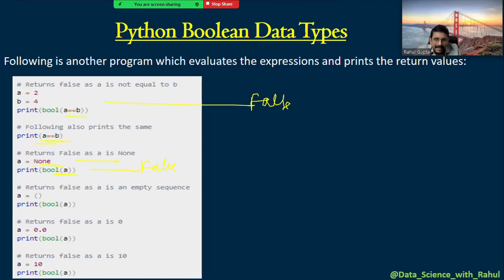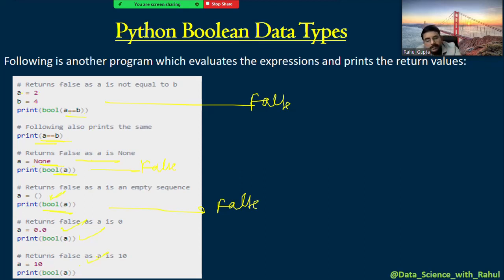A equal empty, so boolean A. Why? Because it's an empty sequence, so we should get a false. Nothing is there. True means something is there, false means nothing is there. Now if I put a 0 and check the boolean, it's a false. 0 is false, 1 is true. Now if I put A equal 10 and boolean, it returns true because A is 10.